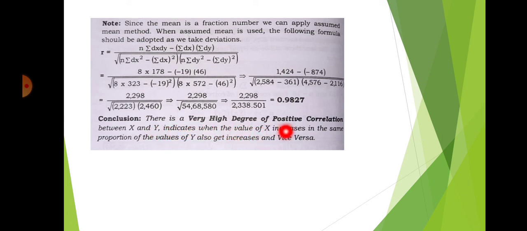That means as x increases, y also increases in the same direction. It is visual, it is clear by inspection too.